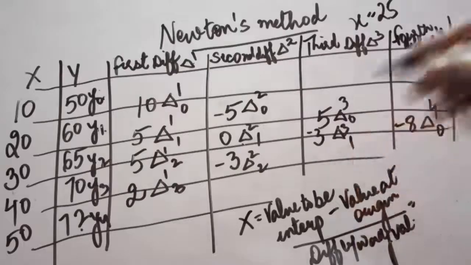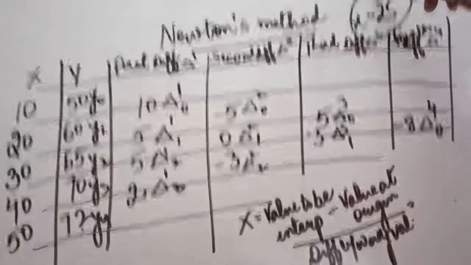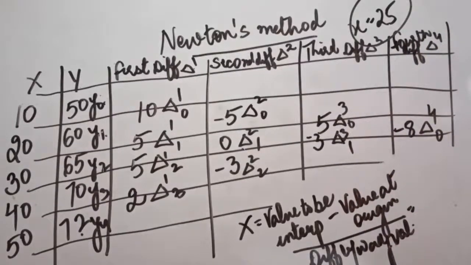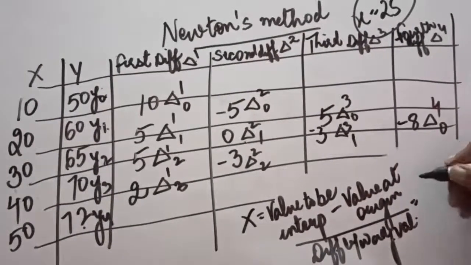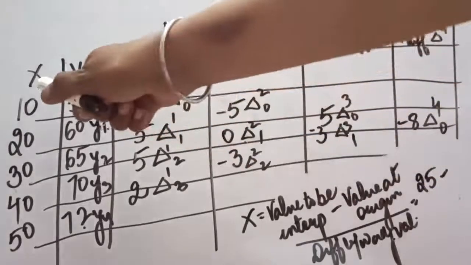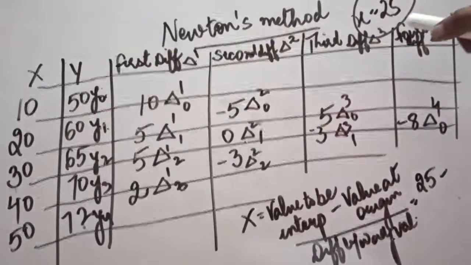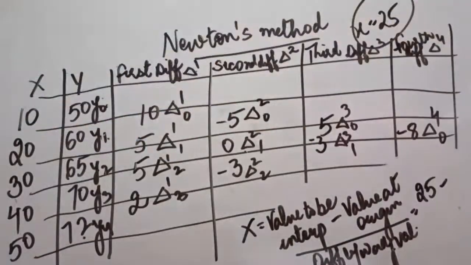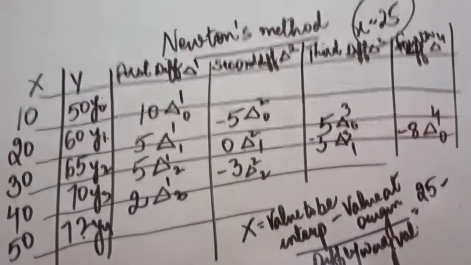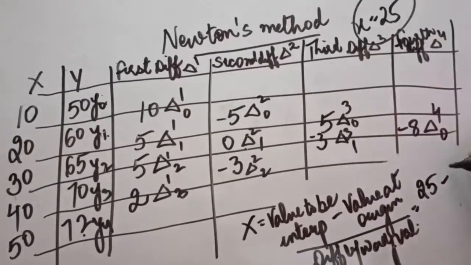Now see, value to be interpolated. This is the value to be interpolated which was given in the question. So we will fill this here. So value to be interpolated is 25. Value at the origin: you have to observe the x series because this was given x25. So what is the original value of x? The first value of x. So value at the origin here is 10.